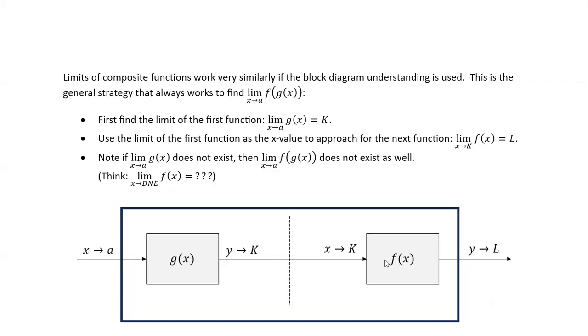Now let me explain, what if this first limit does not exist? That's this third point. If the limit of g of x as x approaches a does not exist, then the whole limit doesn't exist. Because you can imagine, from this understanding, how do you pass in "x approaches" something that does not exist? It doesn't quite work, right? So that's why the whole limit would not exist. That's what I was trying to say in this parentheses over here.